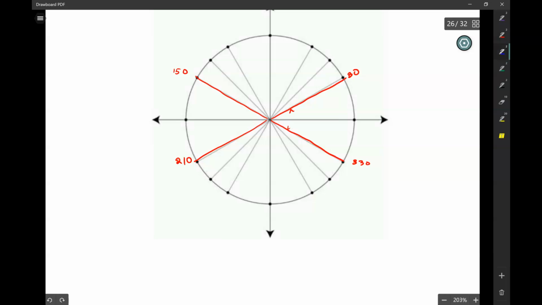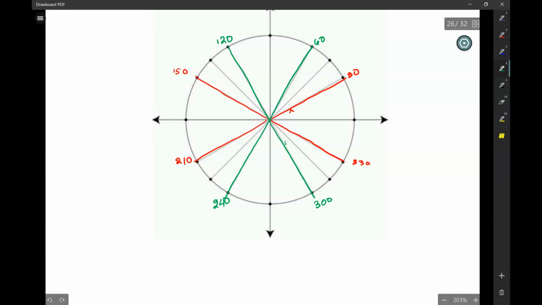Okay, now let's do the 60 degrees. This one is 60 degrees from the x-axis. What's 60 degrees here from the x-axis? 180 minus the 60, 120, right? 60 away. Here, 60 away from 180, 240. 60 away here, how much? 300.